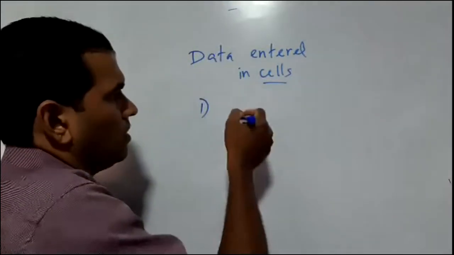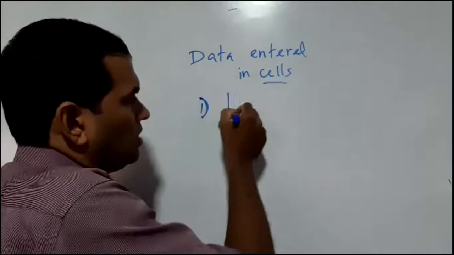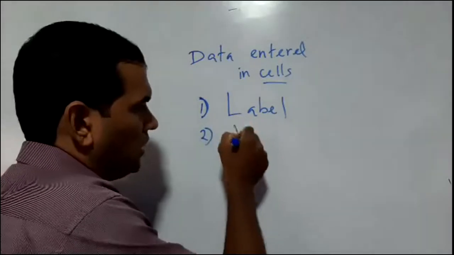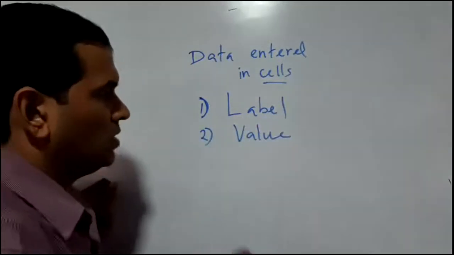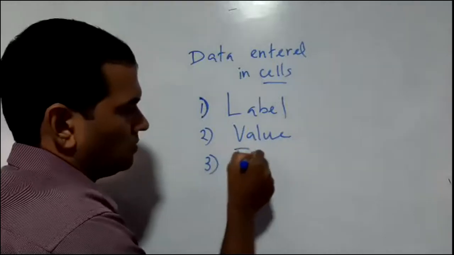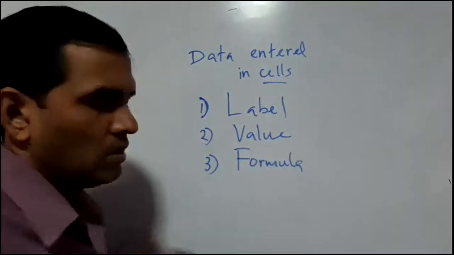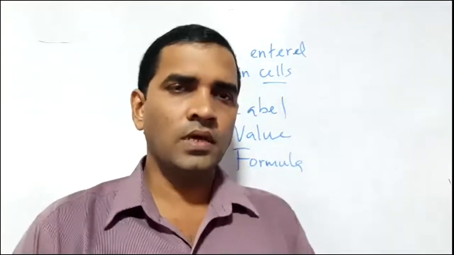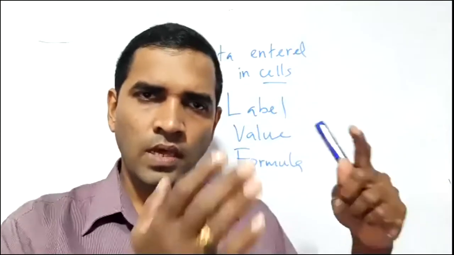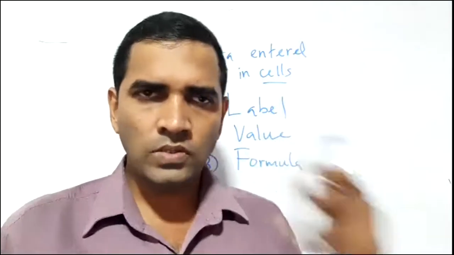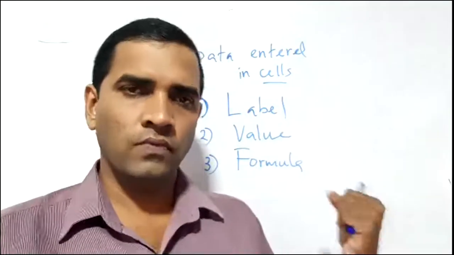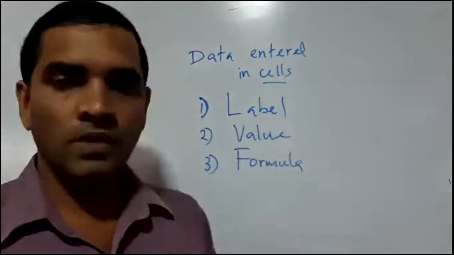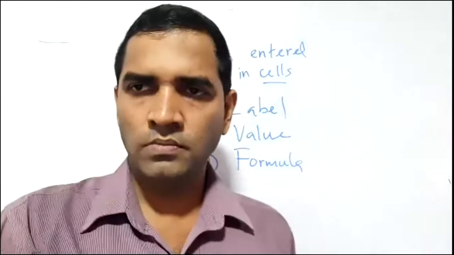First one is called label. We have another one called value. And also we have formula. These are the only 3 different data that can be entered in a cell, right? We can have labels and also we can have values and formula. So let's take the first one, label.